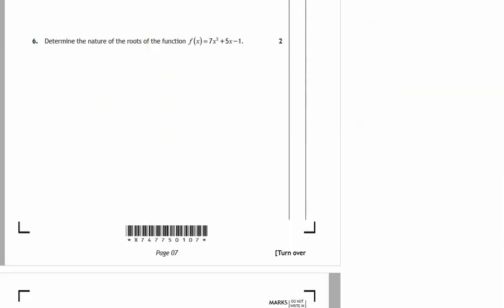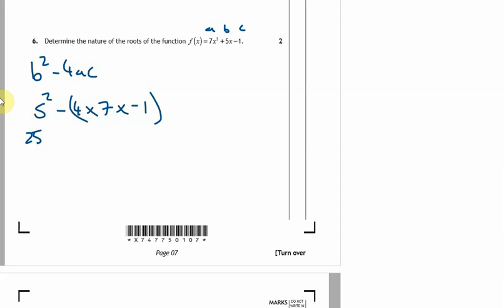I've just got time for question 6. Determine the nature of the roots. Now, the nature of the roots, you should instantly think discriminant, b squared minus 4ac. Okay, that's a, that's b, and that's c. So it's 5 squared minus 4 times 7 times minus 1. So that's 25 minus 28 times minus 1, so it's going to give me plus 28, so it's going to give me 53. Okay, that should really just come right off the top of your head if you're doing this.